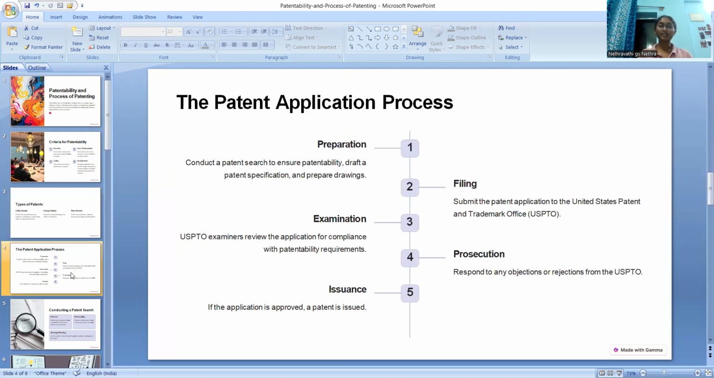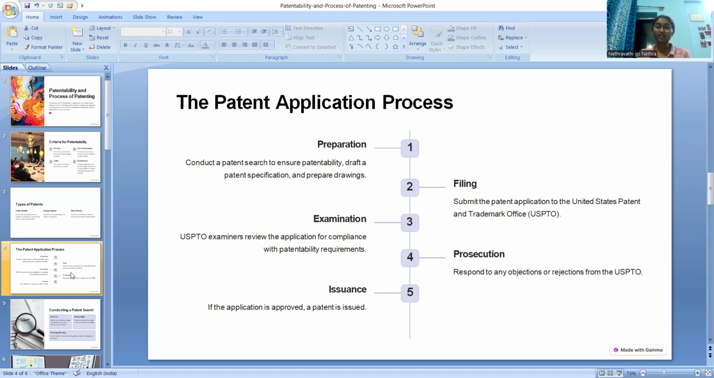Next comes the patent application process. What are the steps required in patenting? Firstly, preparation. Next comes filing. Next, the examination, the prosecution and the assurance. Here in the preparation, conduct a patent search to ensure the patentability, draft a patent specification and prepare a drawing. Next, filing. This submits the patent application to the United States Patent and Trademark Office, which stands for the USPTO. And the next comes the examination.